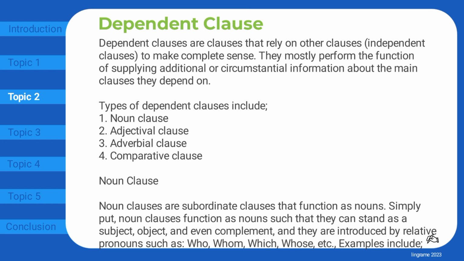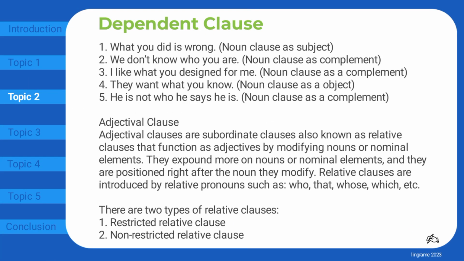Noun clause. Noun clauses are subordinate clauses that function as nouns. Simply put, noun clauses function as nouns such that they can stand as a subject, object, and even complement, and they are introduced by relative pronouns such as who, whom, which, whose, etc. Examples include, what you did is wrong.